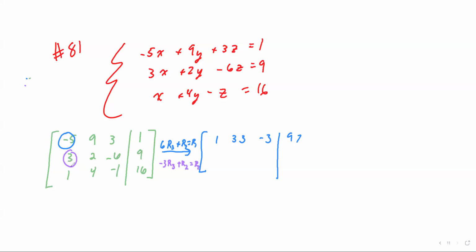So here we go. -3 times 1 is -3 plus +3 gives me 0. -3 times 4 is -12. -12 plus 2 is -10. -3 times -1 gives me a +3. +3 plus -6 gives me a -3. And then we have -3 times 16. It's going to be -30, -48. So -48 plus 9 gives me -37.